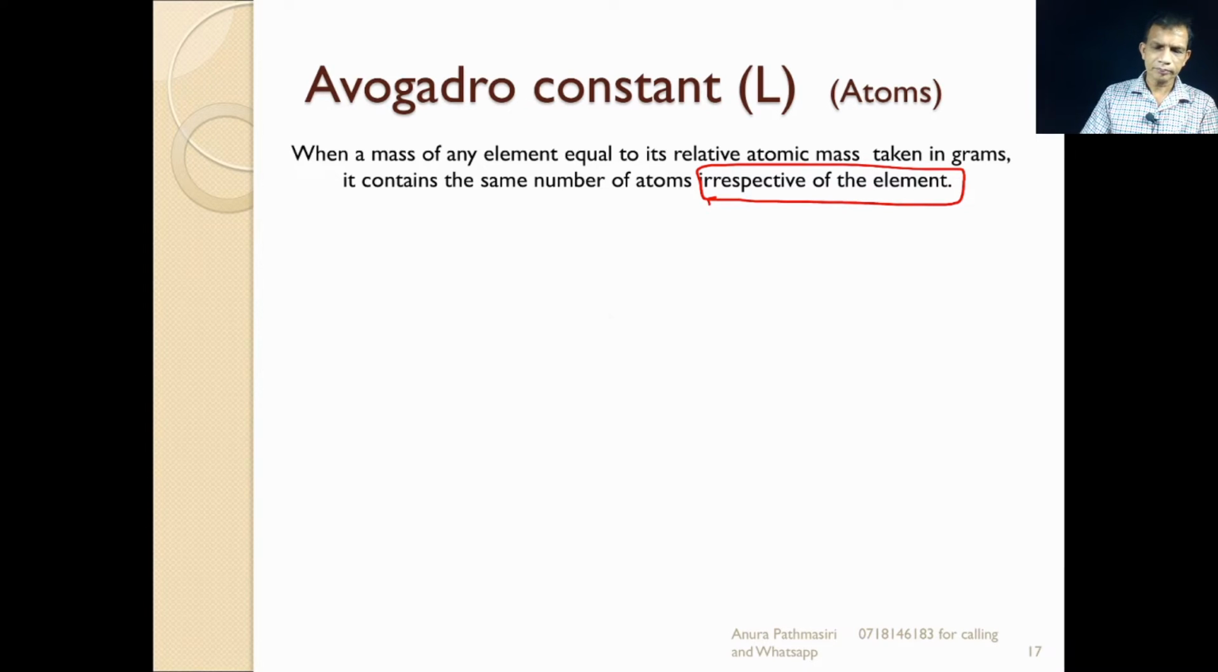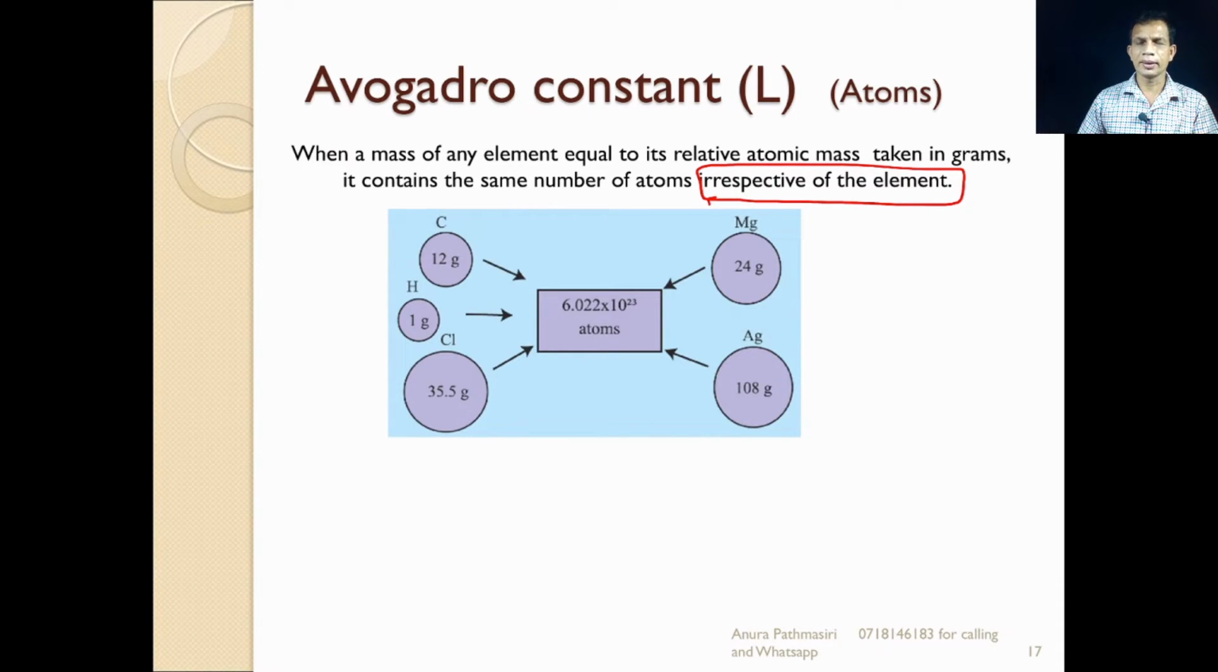Irrespective of the element, as you can see, carbon 12 gram, hydrogen 1 gram, chlorine 35.5 gram, magnesium 24 gram, and silver 108 gram. These are relative atomic masses taken in gram. Then you will get the Avogadro constant.